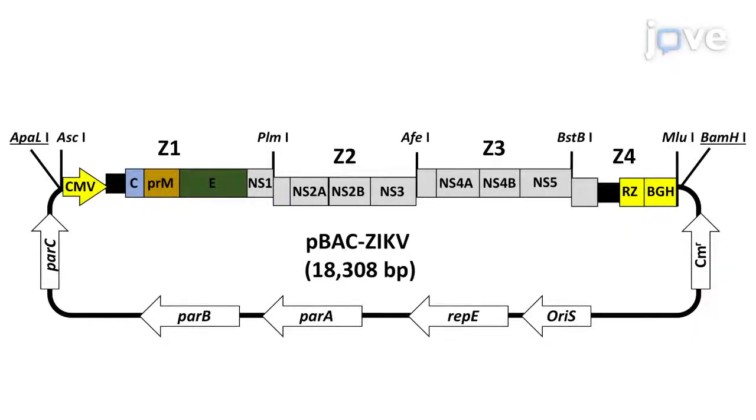To begin this procedure, construct a Zika virus cDNA clone as outlined in the text protocol, using appropriate restriction sites. DNA fragments spanning the Zika virus genome, flanked by the human CMV promoter at the 5' end and the hepatitis delta virus ribozyme, and the bovine growth hormone termination and polyadenylation sequences at the 3' end, are assembled in a bacterial artificial chromosome plasmid.